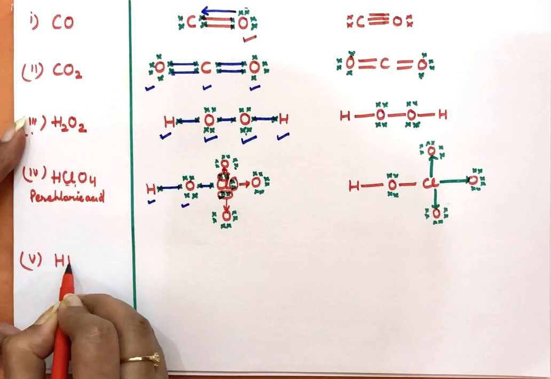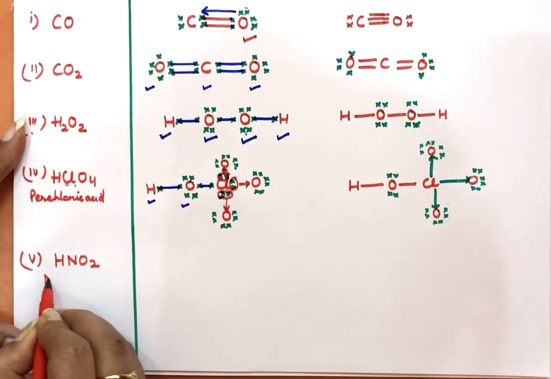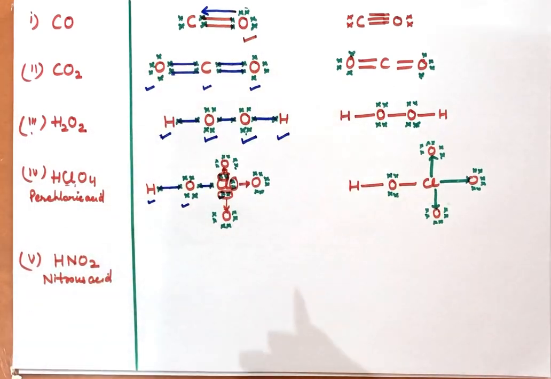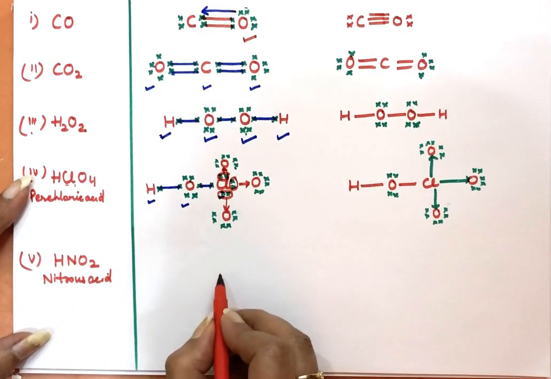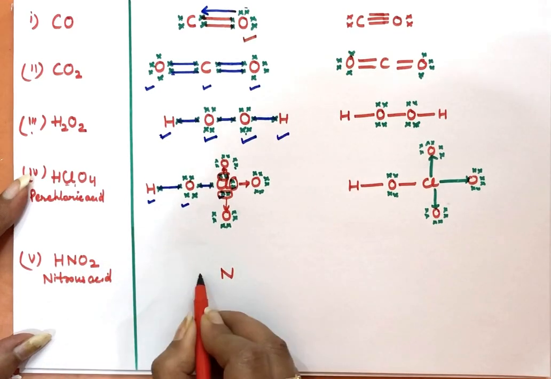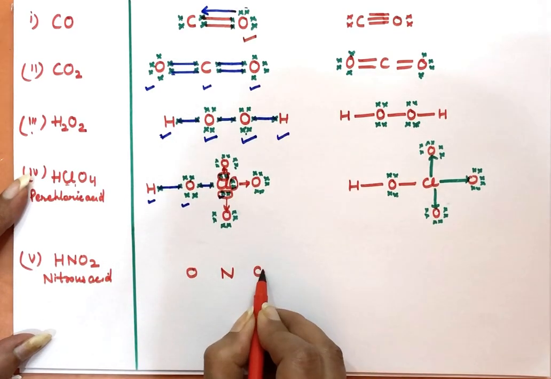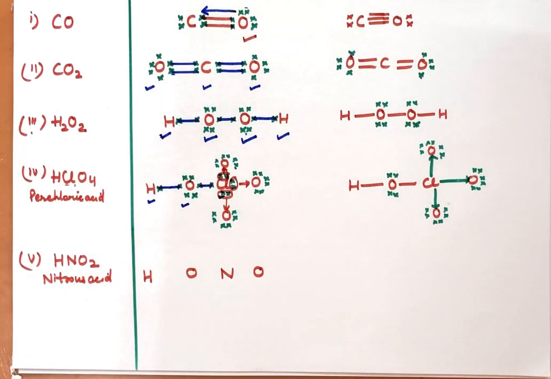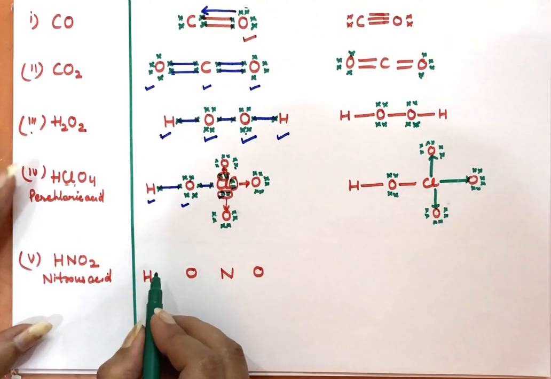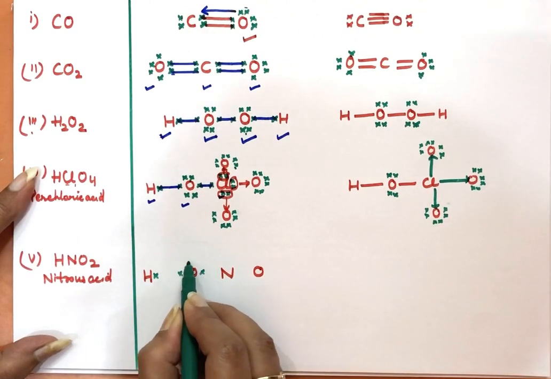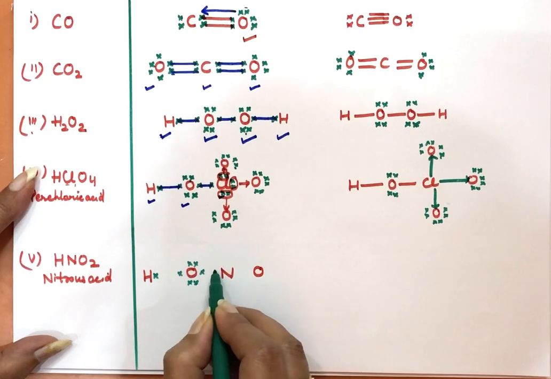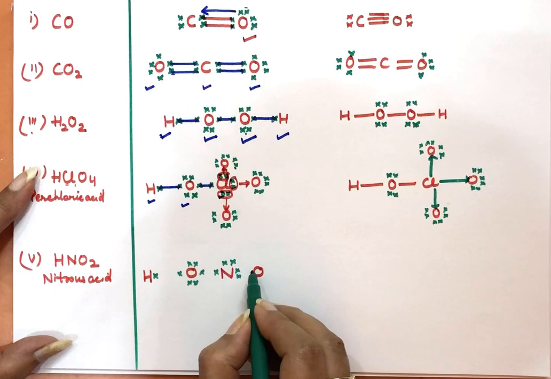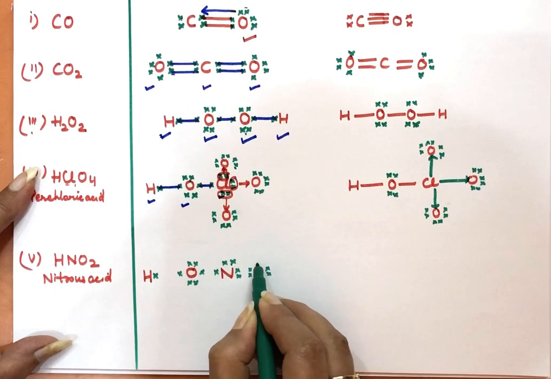Next example is HNO2. This is called nitrous acid. In nitrous acid, the central atom here is nitrogen. On two sides of nitrogen, we have oxygen atoms, and on one side of oxygen, we will have hydrogen. This is the skeletal structure of HNO2. Now, Lewis symbols: 6 electrons around oxygen, 5 electrons around nitrogen, and there are 6 electrons in oxygen.